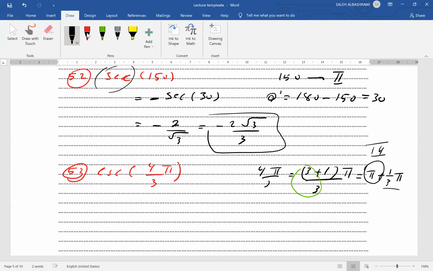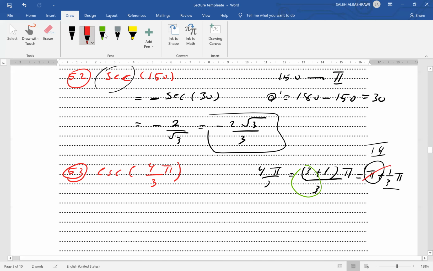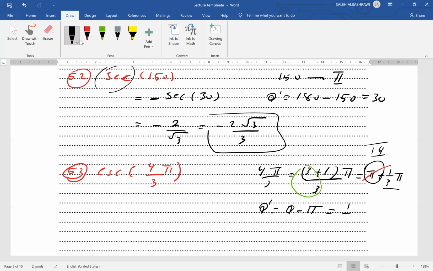And in this case, if I remove this pi, I will have the reference angle, because the reference angle theta prime is equal to theta minus pi, that will be 1/3 pi, because this is in radians now. If it is in degrees, I will say theta minus 180. If it is in radians, it is theta minus 1 pi radian. So the reference angle is 1/3 pi.